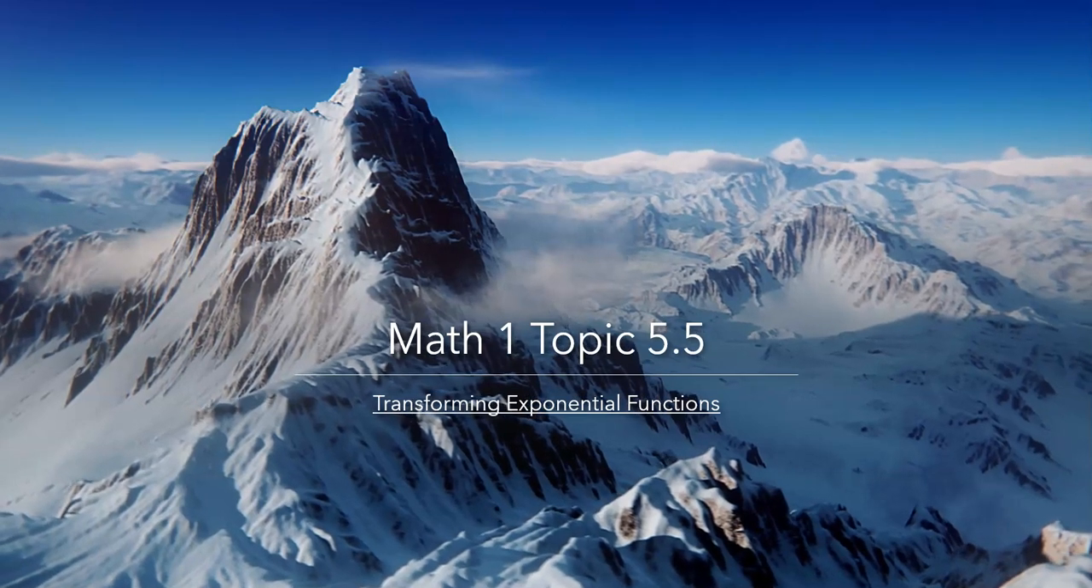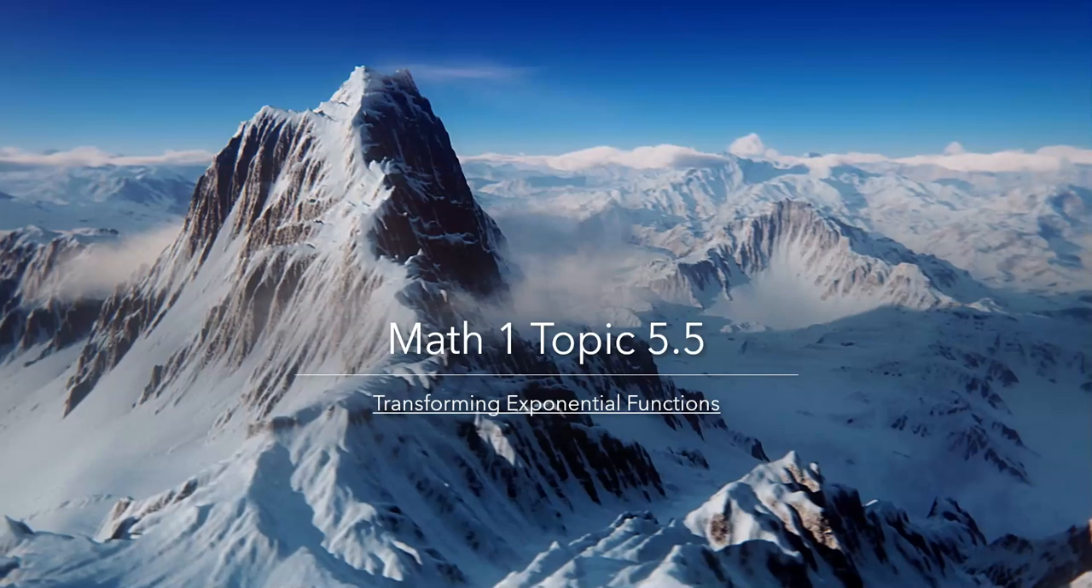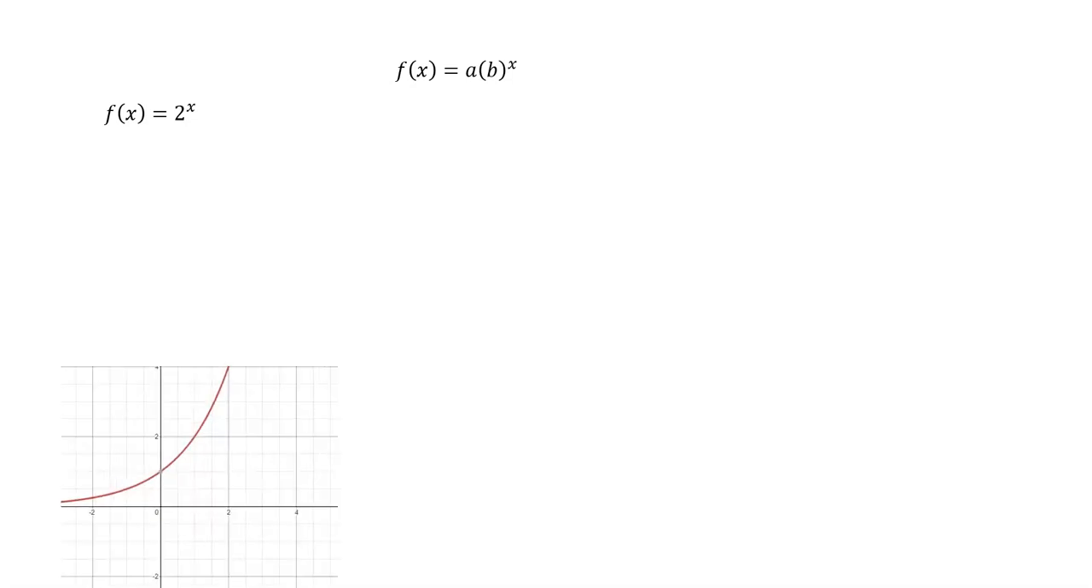Today's lesson is topic 5.5, transforming exponential functions. Remember, our exponential function is f(x) = a times b to the x power. So if we're given a parent equation like f(x) = 2^x, remember that the graph of an exponential function is a curve. So f(x) = 2^x looks like a curve with a y-intercept of 1.